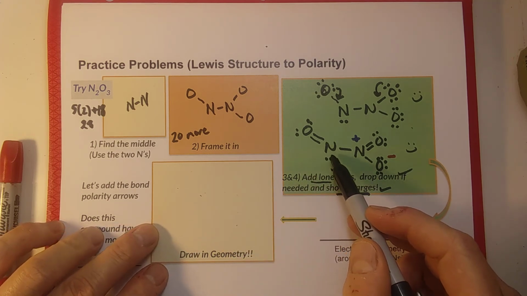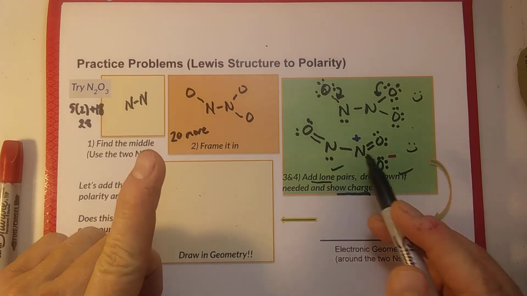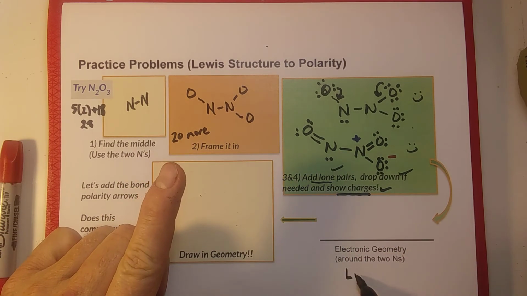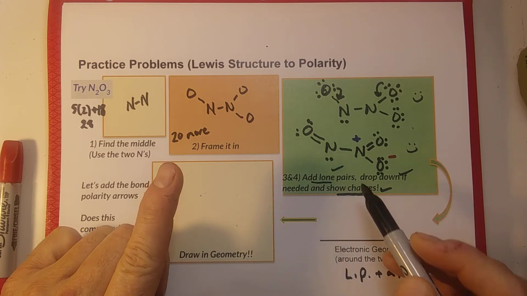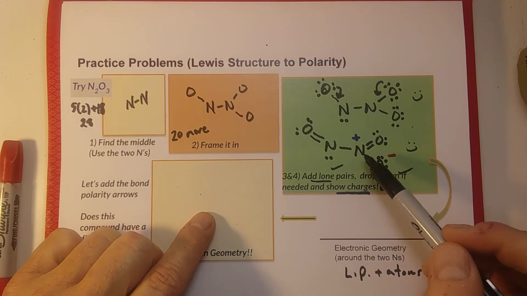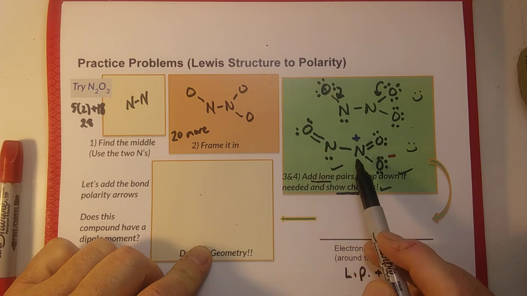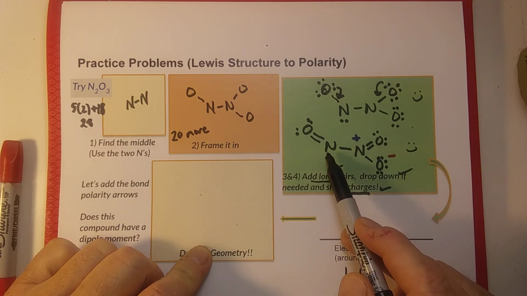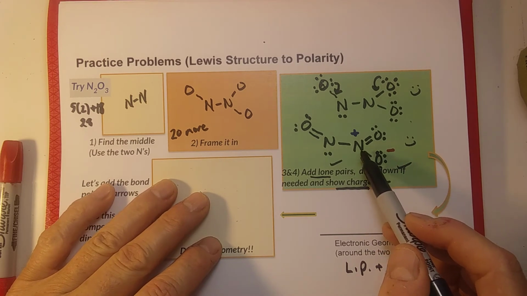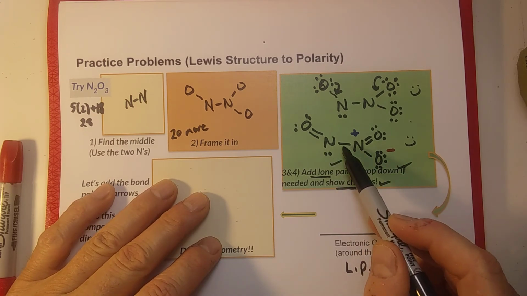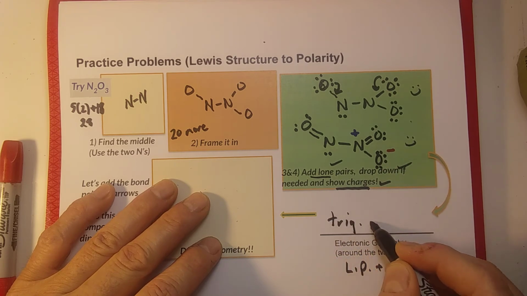But let's look at the geometry around this nitrogen. It has a lone pair, so that's going to count as, remember, you need to know lone pairs, and you need to know the number of atoms. It has one lone pair, but it has this atom off of it and this atom off of it. So we would say around this nitrogen it's trigonal planar. Around this nitrogen we would say, oh, it has no lone pair, but it has 1, 2, 3 atoms off of it. So both are trigonal planar.